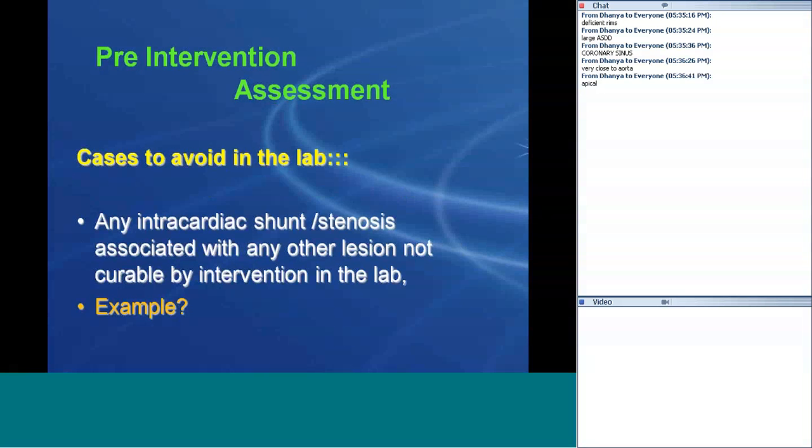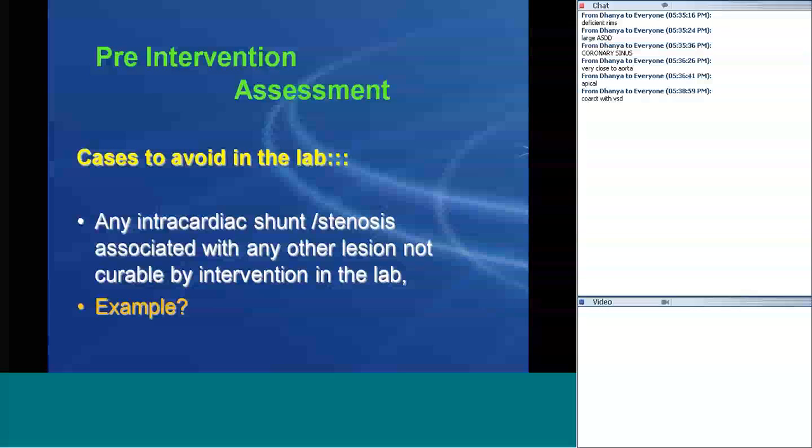Okay, any intracardiac shunt or stenosis associated with any other lesion not curable by intervention in the lab. These lesions should not be managed in the cath lab. Can you give some examples of these? We should not go ahead and close this. Any example? Excellent. Coarct with VSD. If you have a coarctation with a VSD, there is no point closing either the VSD or the coarct, whichever is not doable in the cath lab.